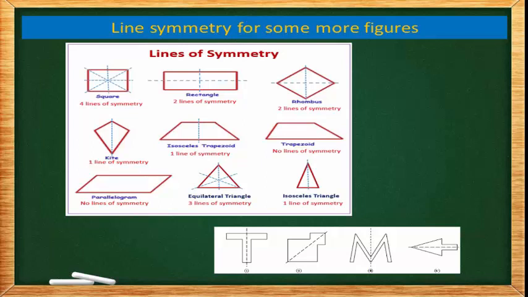In a rhombus, we have only two lines of symmetry. And in a kite, we have only one line of symmetry. In an isosceles trapezium, we have one line of symmetry. And when there is only a trapezium, we have no lines of symmetry. In a parallelogram, we don't have any line of symmetry. In an equilateral triangle, we have three lines of symmetry. In an isosceles triangle, we have one line of symmetry. You can see some lines of symmetry in some figures shown below.